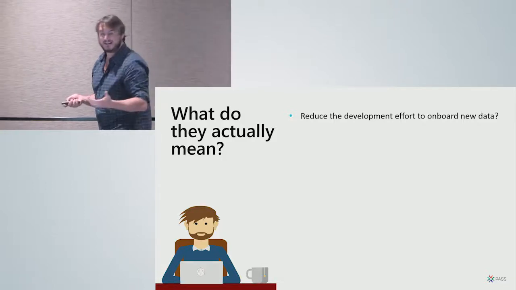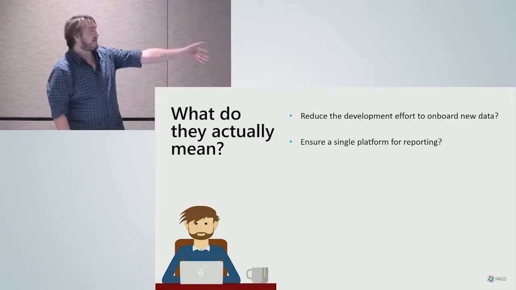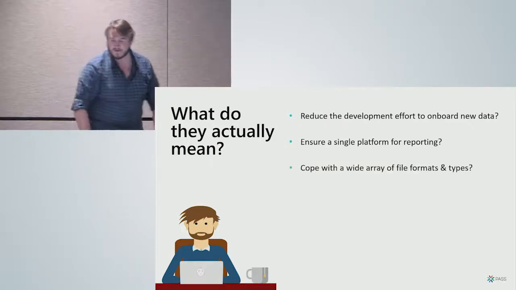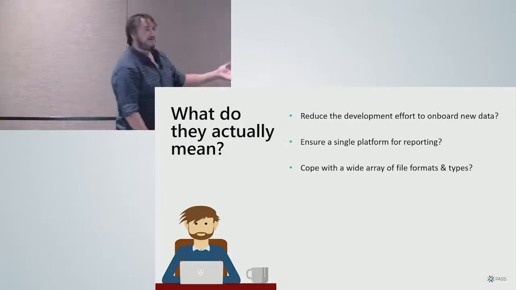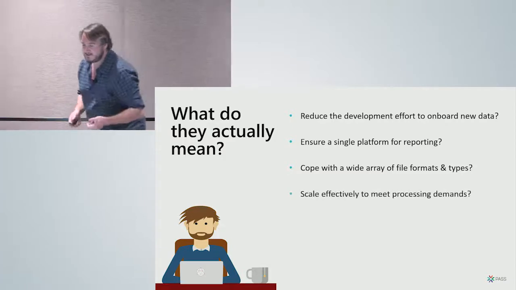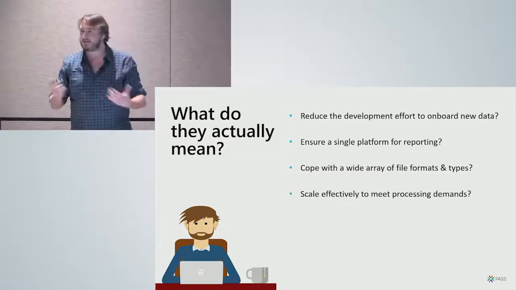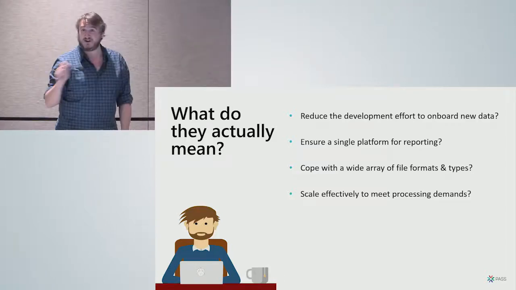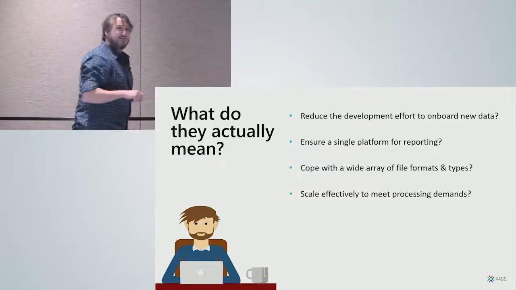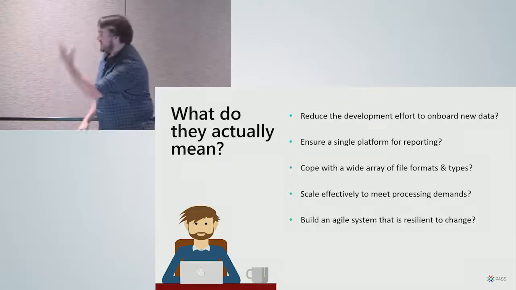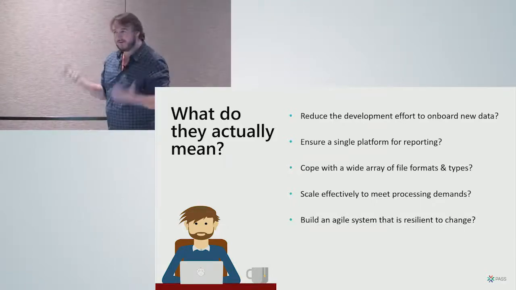Is that OK? We're saying, I want a single platform of reporting, which makes sense. That's always been the argument. I want to cope with a whole wide array of files and formats, image files, audio, various different things. I want to scale effectively to meet changing demands. If someone says, oh, no, the warehouse is corrupted, can you reload it? I don't want to have to wait a week for it to process and get all the way through. It should be built in. It should be agile, just by default.